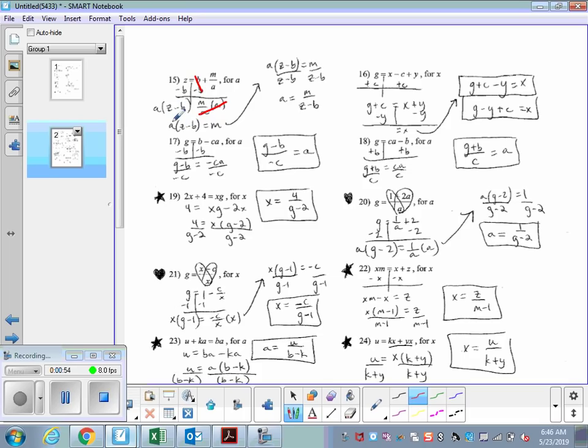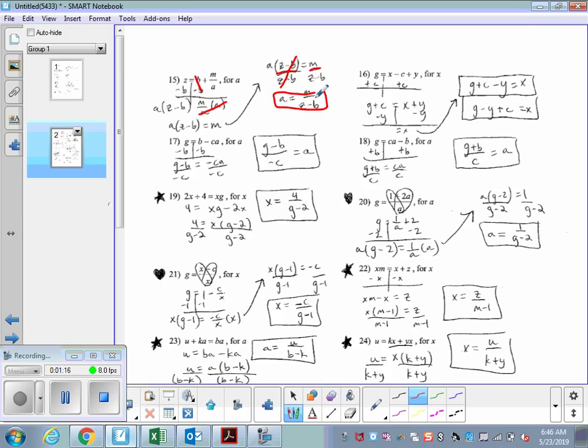Now a is on this side, and it's a times this thing right here. And so since this is a multiplication thing with a, I've just moved my work up here. We're now going to divide both sides by the z minus b, and it'll cancel out. So now a is all by itself, and we have m over z minus b for this final answer.